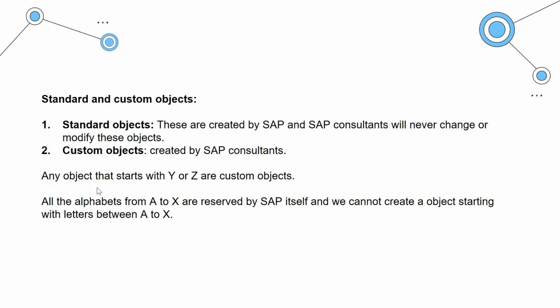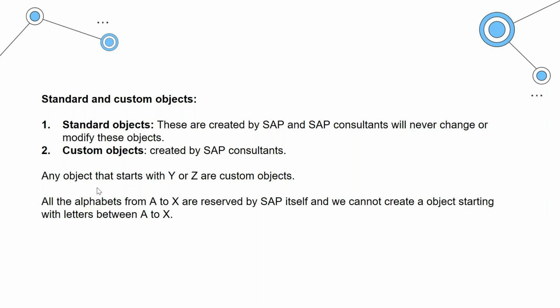If you want to create a program, a table, whatever it is, it should start with Y or Z only. You cannot use any letter between A to X. All the letters between A to X are reserved by SAP. You cannot use those at all. We can only use Y or Z. Nothing else you can use.